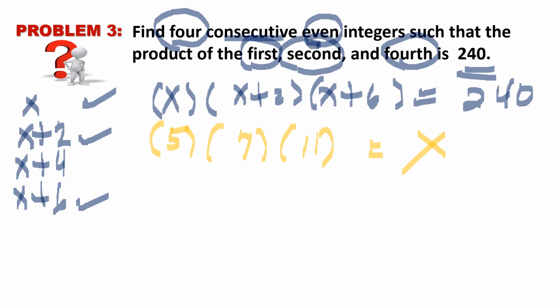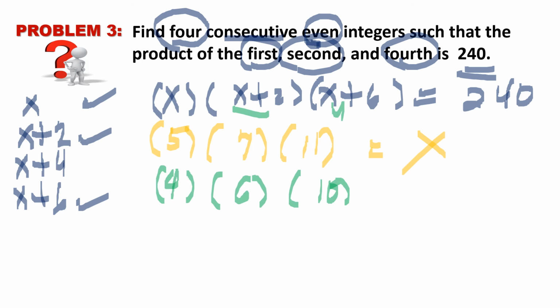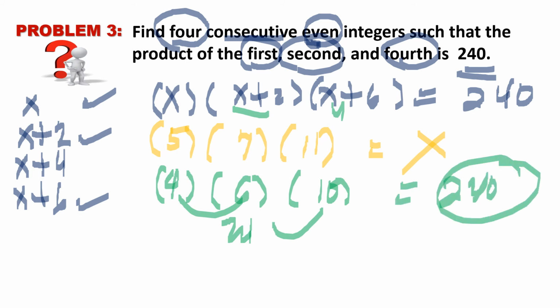Let's go lower than 5. So, let's make it 4. If x is 4, then 4 times 4 plus 2, which is 6, times 4 plus 6, which is 10. Let's multiply this. 4 times 6 is 24. 24 times 10 is 240. So exactly, this is what we are looking for. Therefore, the value of x is 4.